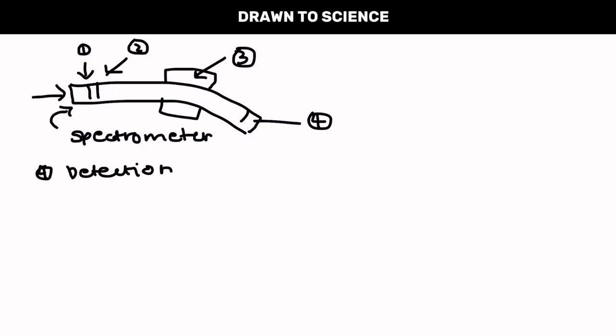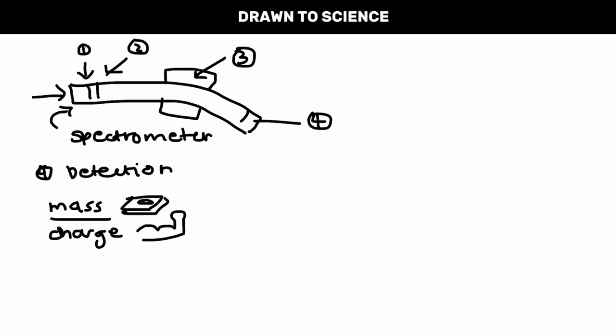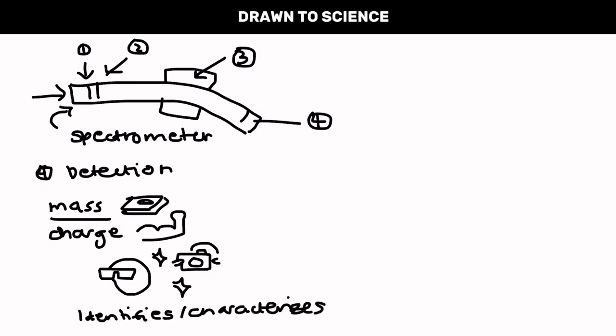The last step is detection. This is where the ions are detected for their mass over charge ratio, or otherwise called the m/z ratio. This is when the spectrometer identifies the secret identity of the ion.